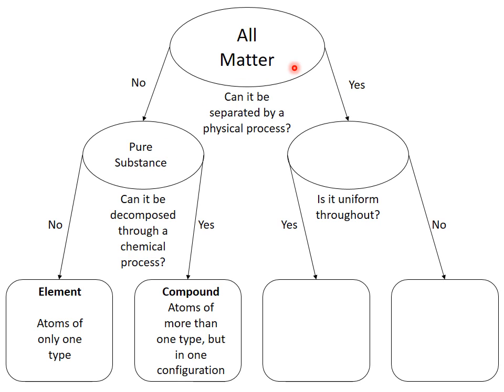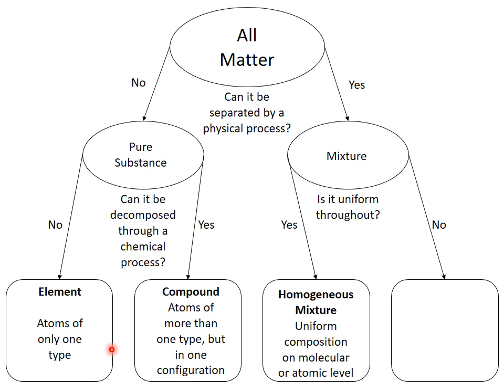We have another chunk of matter. We say, yes, we can separate this by a physical process like distillation or filtration. So now instead of a pure substance, we have a mixture, and we have to ask, is it uniform throughout? Now, by uniform, we mean on the molecular or the atomic level. If it turns out that yes, it is uniform, you have a homogeneous mixture.